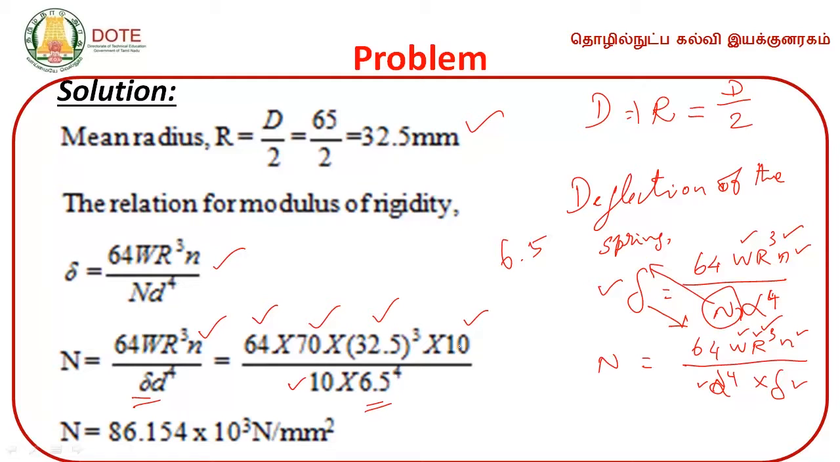By using a calculator we can easily solve this equation, and the value for the modulus of rigidity N is equal to 86.154 into 10 to the power 3 Newton per mm square. This is the value for the modulus of rigidity of the spring material.